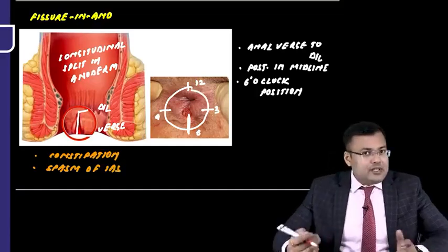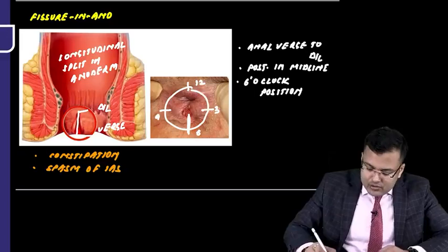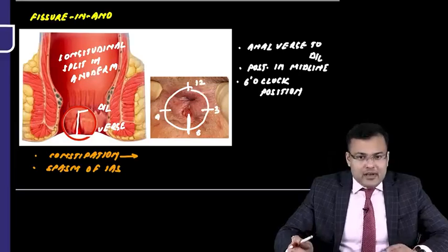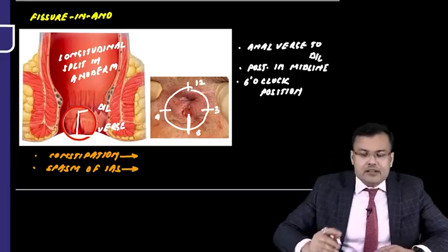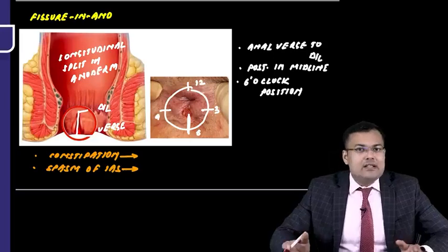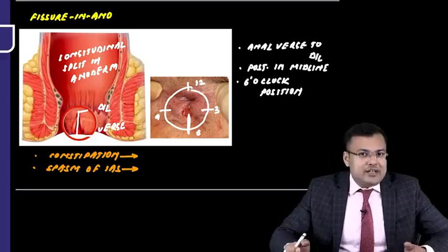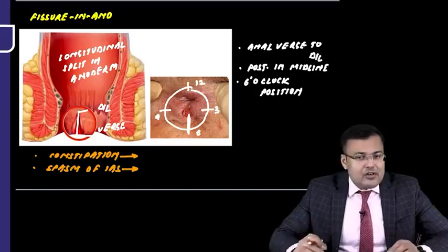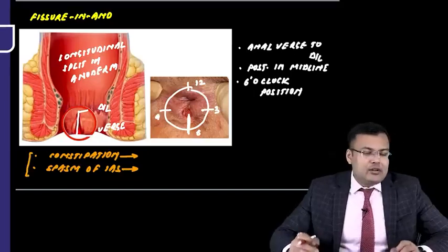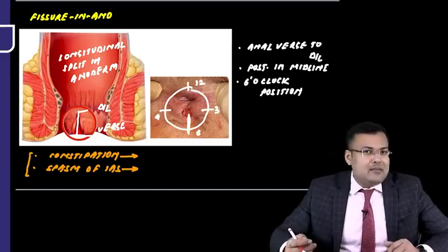Simple. So in the management, what do you have to treat? You have to treat the constipation. So we will give fiber diet. We will give stool softeners. For spasm of internal anal sphincter, we will advise relaxation techniques. We will advise calcium channel blockers or nitrates for dilatation or for relaxation of internal anal sphincter. So this is the pathophysiology. Remember this because it will be useful in understanding the management.